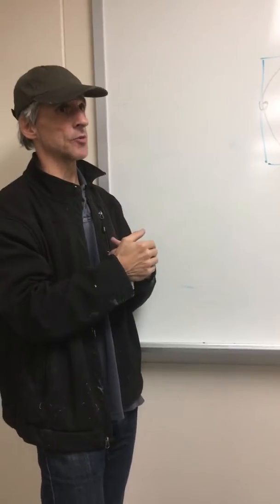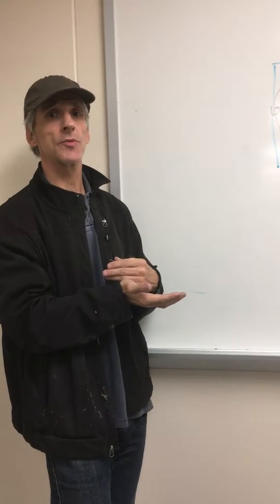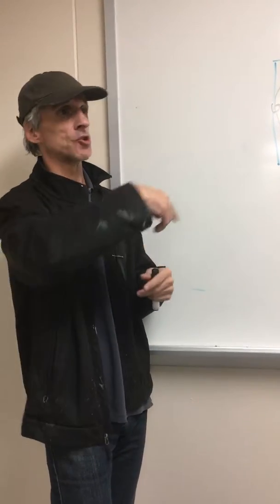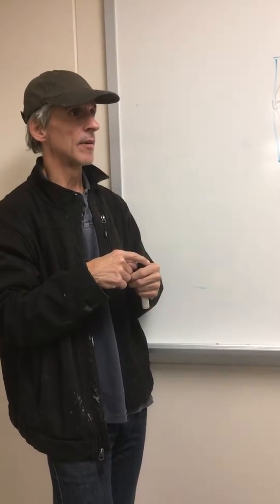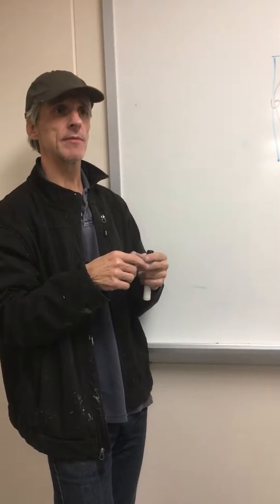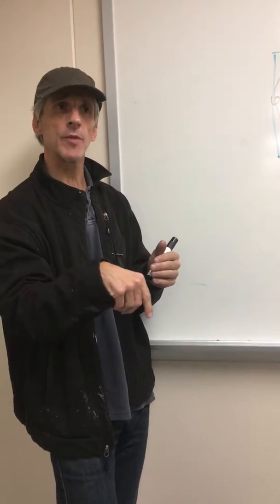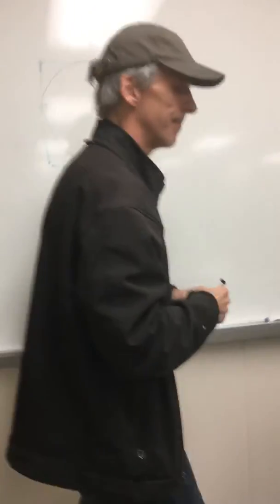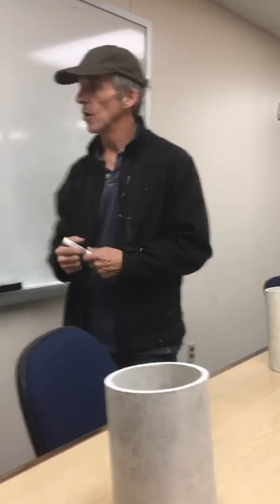If I wanted to draw a circle straight on, I could use a compass. Everyone knows what a compass is, right? I could trace around something, right? So there's easy ways to create that perfect circle. Unfortunately, we don't look at it straight on.